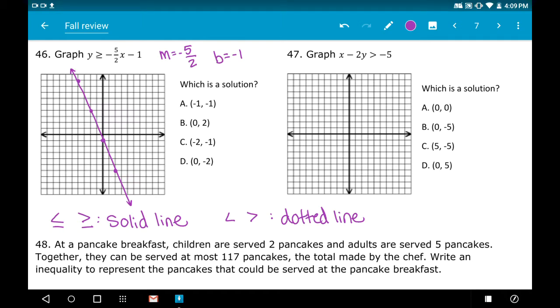And now we just have to decide which way we're going to shade. So we have y is greater than, so anytime it's greater than, that means we shade above the line. So that would be up here.